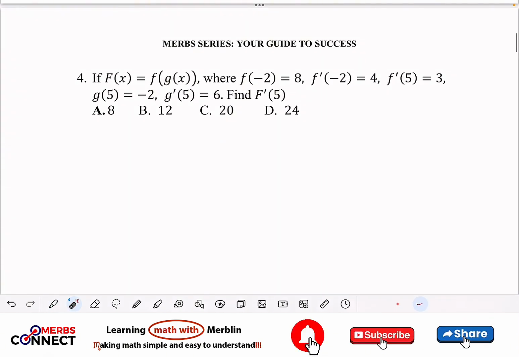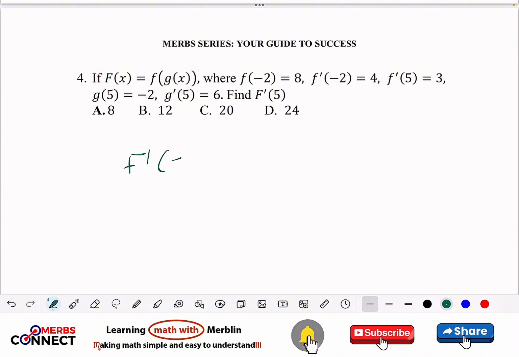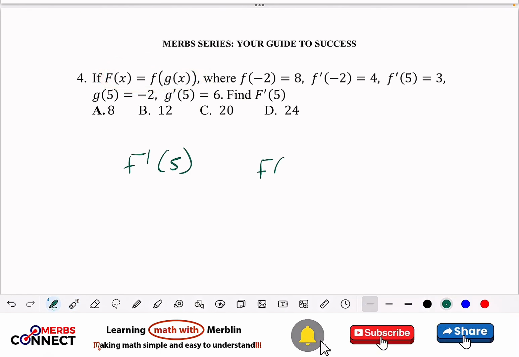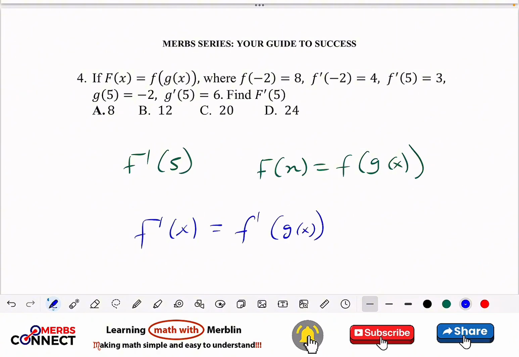Now we want to find big F prime of 5, given that this is equal to that. So this is what we want to find. But for us to find big F prime of 5, we need to differentiate this one first. So we have big F of x, which is equal to small f of g of x. So let's use the chain rule to differentiate. F prime of x is going to be f prime of g of x times g prime of x. So this is the chain rule, right?